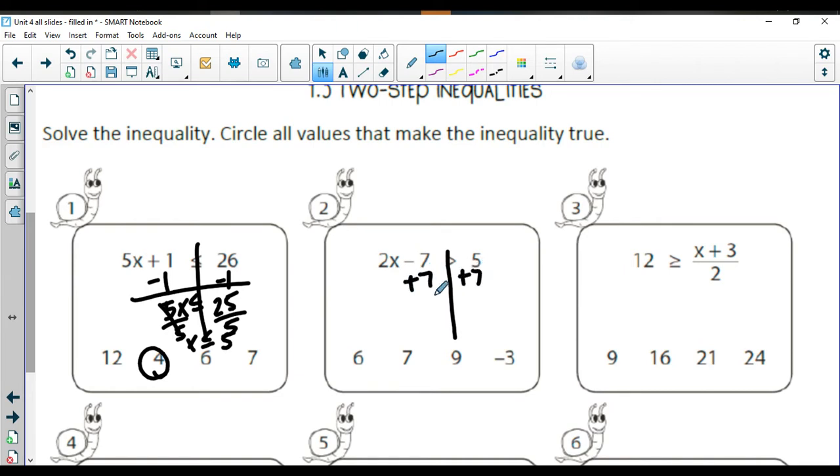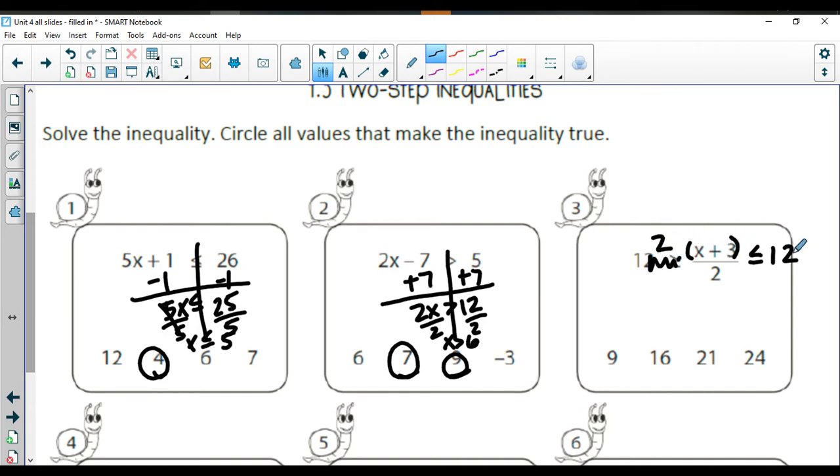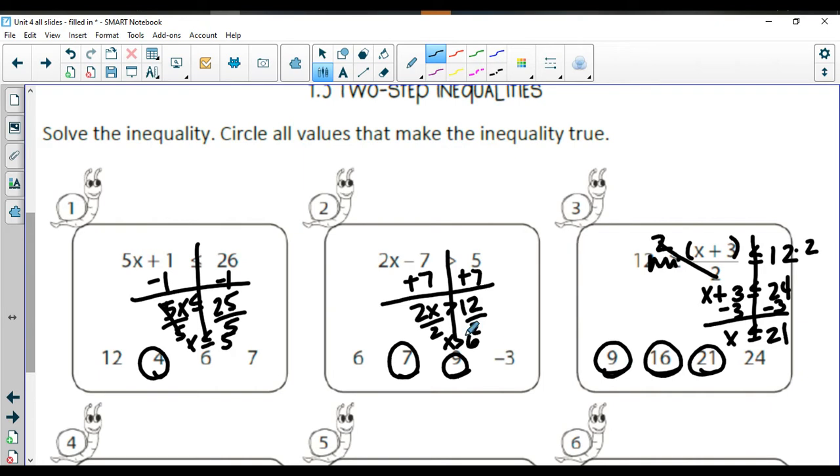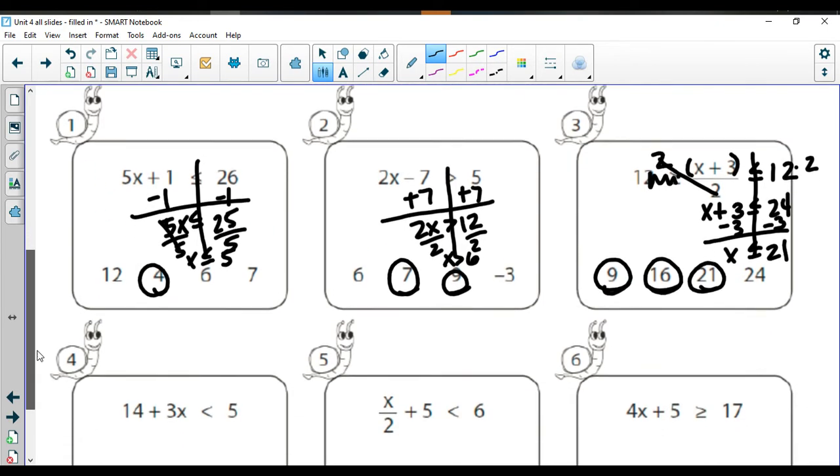This next one, I'm going to add 7 to both sides. I have 2x is greater than 12. Dividing through by 2, x is greater than 6. So 7 and 9 would work here. In number 3, I'm just going to go ahead and move this 12 over and flip my sign. I'm going to times by 2 on both sides so that I can eliminate the divide by 2. So I have x plus 3 is less than or equal to 24. We're going to subtract 3, and we get x is less than or equal to 21. So that would be 21, 16, and 9 would all work here.